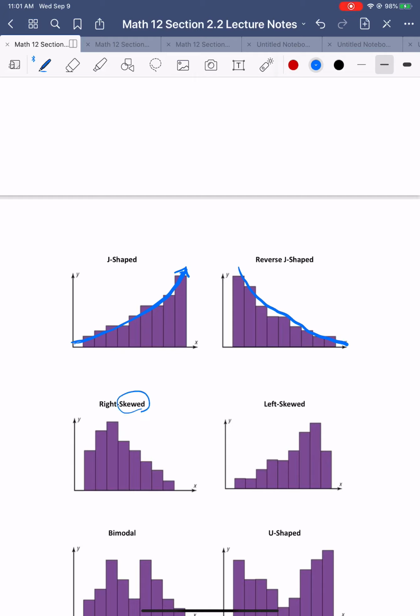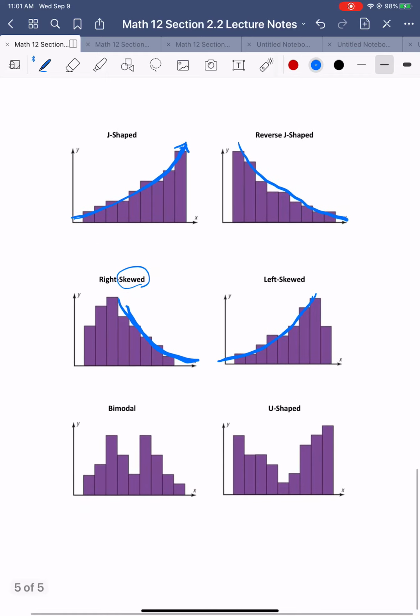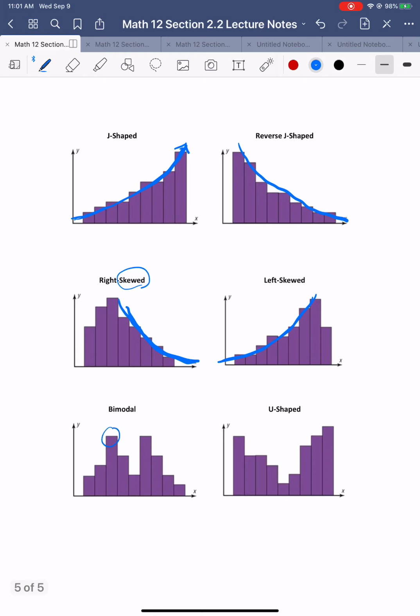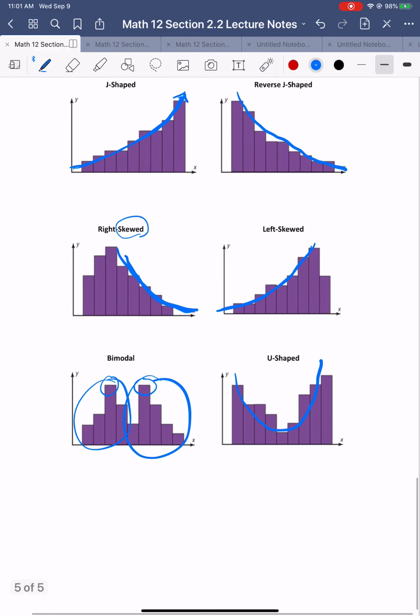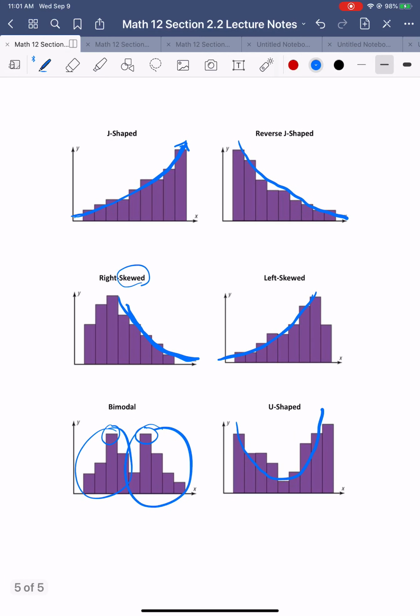Skewed means which side is skewed, so flat. So this is important: right skewed and left skewed, okay? And then bimodal means what? There are two highest points, okay? So there are two parts to that. And the U shape, yeah, this is the U shape. So the U shape is the opposite of the bell shape, okay? All right, so we'll see those. Okay, thank you for listening.